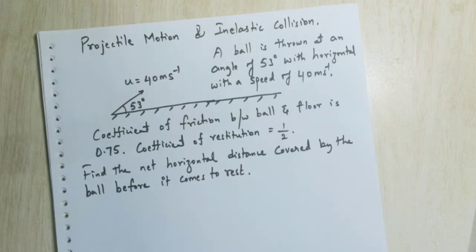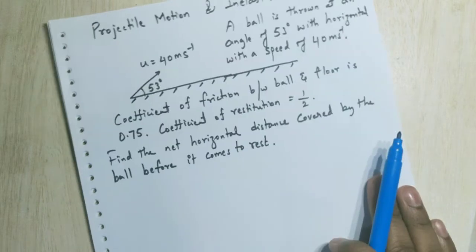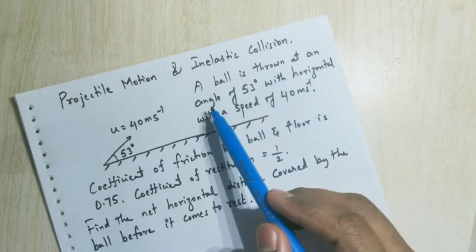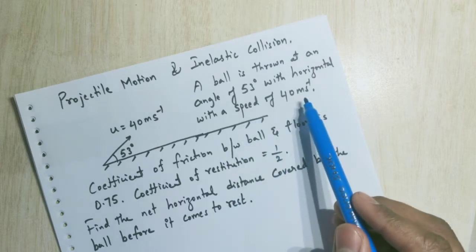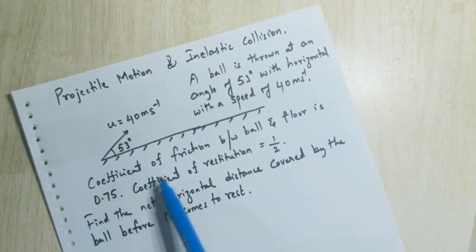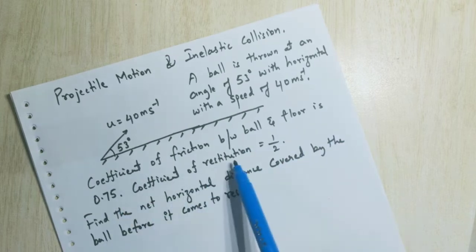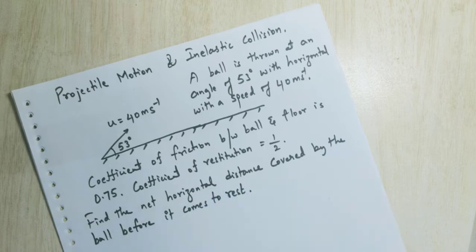Let us solve a problem on projectile motion and inelastic collision. The question is, a ball is thrown at an angle of 53 degrees with the horizontal with a speed of 40 meters per second. Coefficient of friction between the ball and the floor is 0.75. Coefficient of restitution is half. Find the net horizontal distance covered by the ball before it comes to rest.